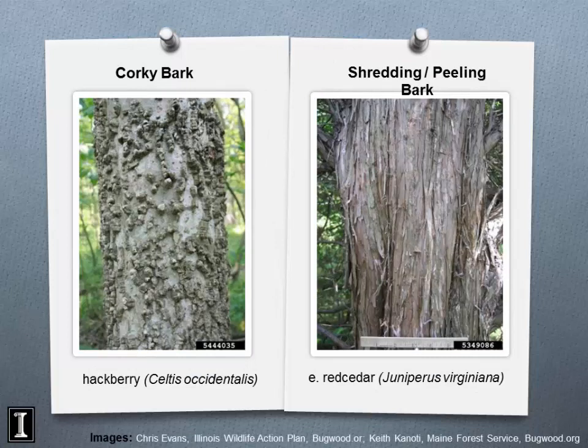Hackberry. Those wart-like projections. When we talk about corky bark, we're talking about those warts that are common to young, juvenile growing hackberry trees. As a hackberry tree matures, these features become less prominent. But trees that are probably under 20 inches in diameter have these little warty features. Behind those warts, it's relatively smooth, but then you have those warty projections. And boom, when you see that, you should immediately think hackberry.